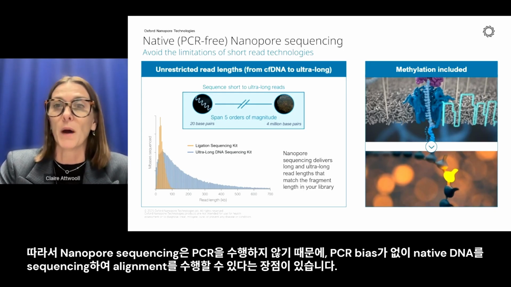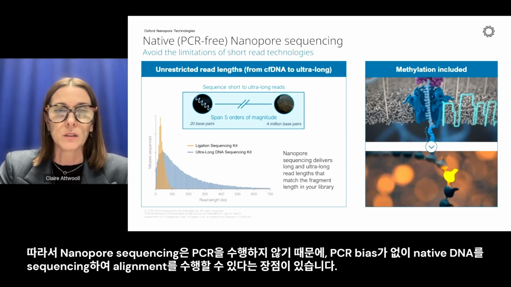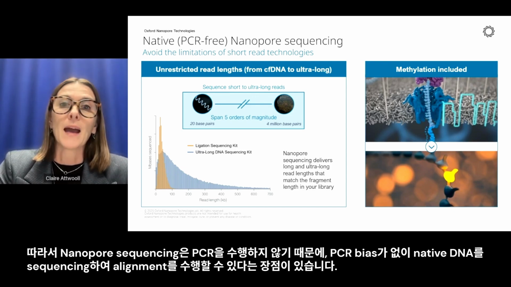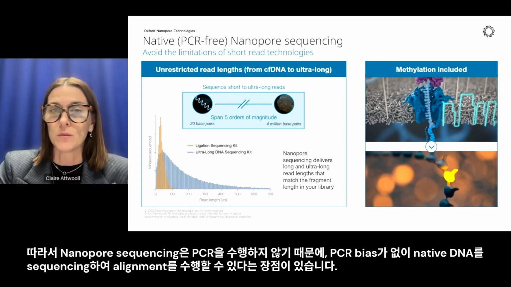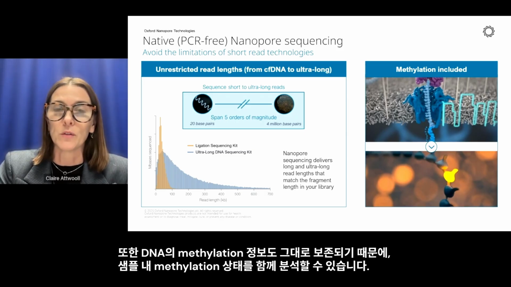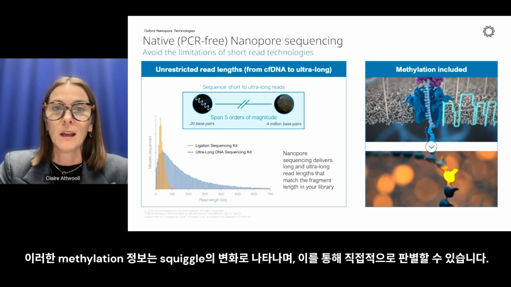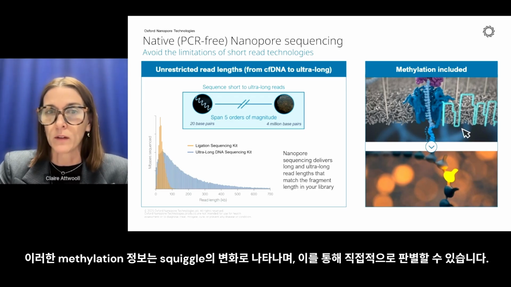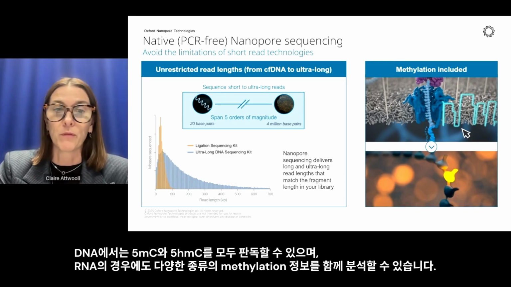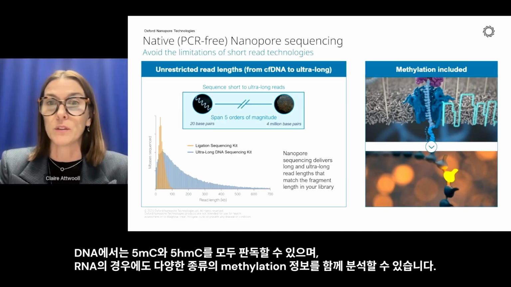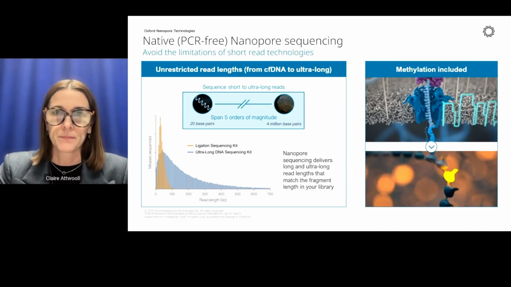So we have no bias in our system, and we're doing native raw read accuracy when we're doing our alignments. And the benefit of not having to do any PCR is that we also include methylation in our sample, because we retain that information and we can read that methylation signal as a change to the squiggle. We can read both 5-mC and 5-hmC, and then with RNA, we can read all different kinds of modifications.